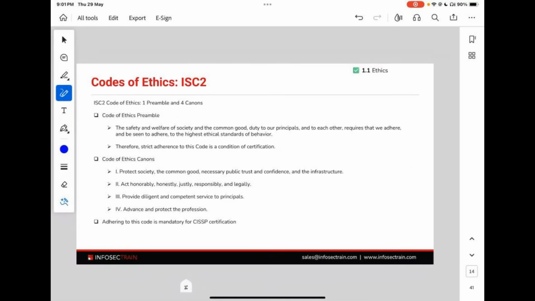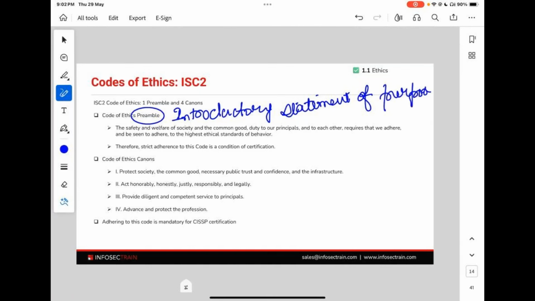Now, similar to the organizational code of ethics, we also have a code of ethics from ISC Square, right? So it has one preamble and four canons. Preamble is basically an introductory statement of purpose. Whereas a canon is an ethical rule or obligation.